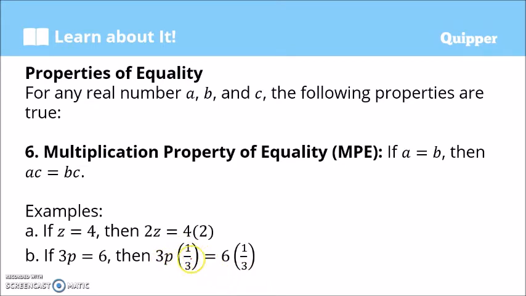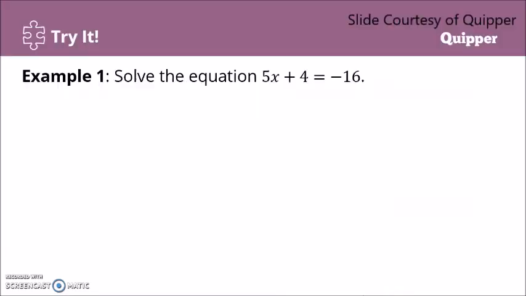Ito naman, multiplying fractions, yung 1/3, 1/3. Para lang din niyang nag-divide tayo, ano? So, the other way of writing this is 3P equals 6. Kung mag-divide tayo dito ng 3, magdi-divide din tayo dito ng 3. Okay? Pareho lang yan sila. Right? So, that's multiplication property of equality.